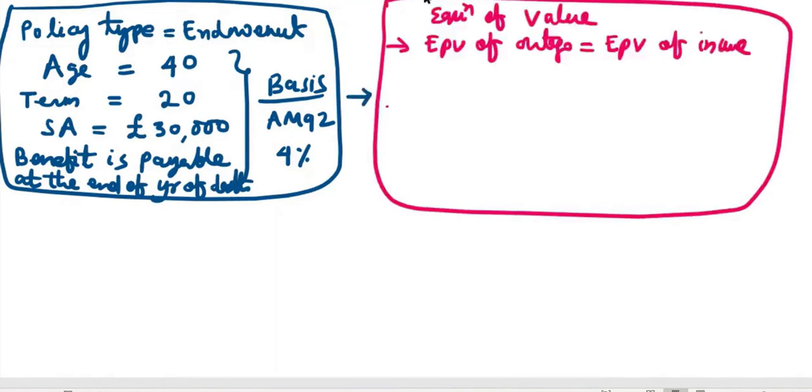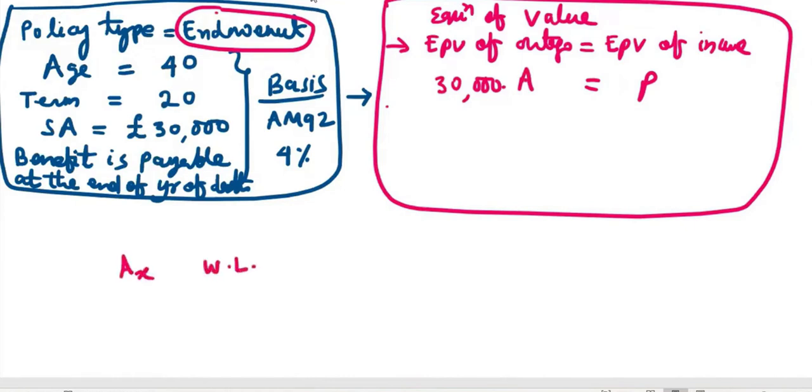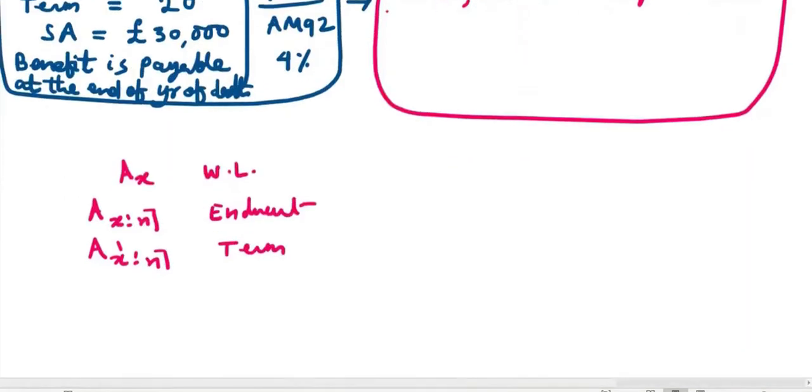In the equation of value, let me write. This side I wrote income, no problem. Here, because this is an endowment assurance, you have to write the sum assured anyway, that will be the coefficient, and you have to write A_{x:n}. Remember, this is for whole life, this is for endowment, this is for term, 1 here, and this is for pure endowment.